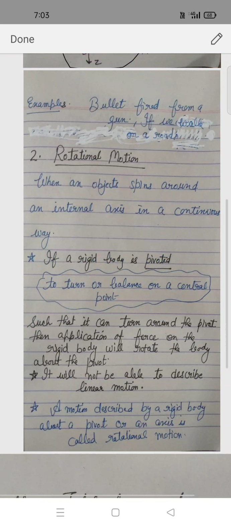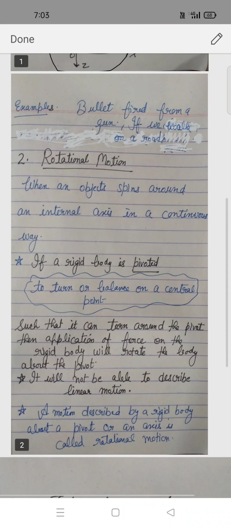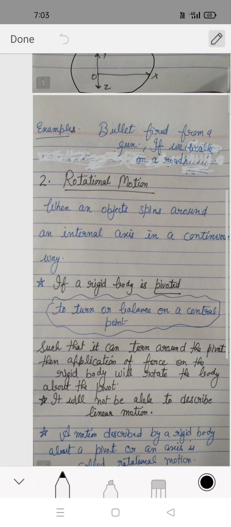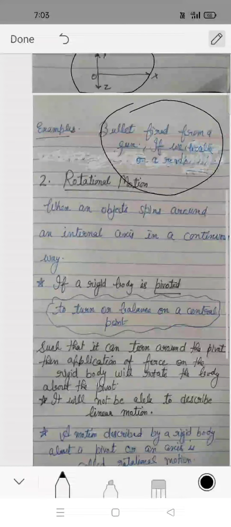Now what are the examples? A bullet fired from a gun, or if we walk on a road. Bullets always go in a straight line and we walk in a straight line. We can change the road but we will always walk in a straight line.